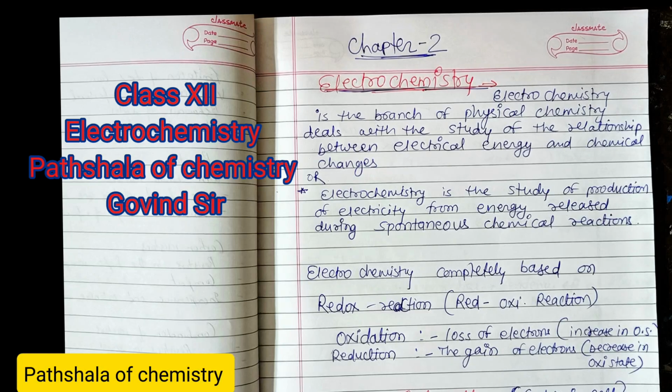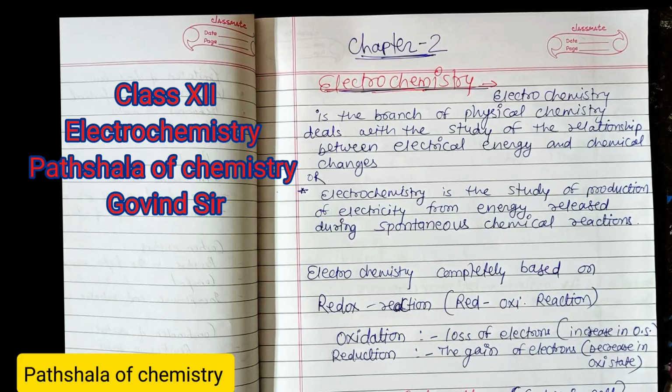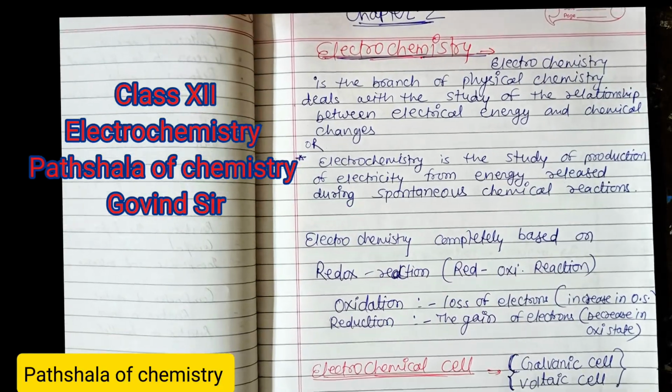So electrochemistry or electrochemical cell is completely based on redox reaction. Redox reaction means reduction and oxidation. Oxidation in terms of electrons, loss of electron is called oxidation, meaning increase in oxidation state of metal. Reduction, the gain of electron, means decrease in oxidation state.